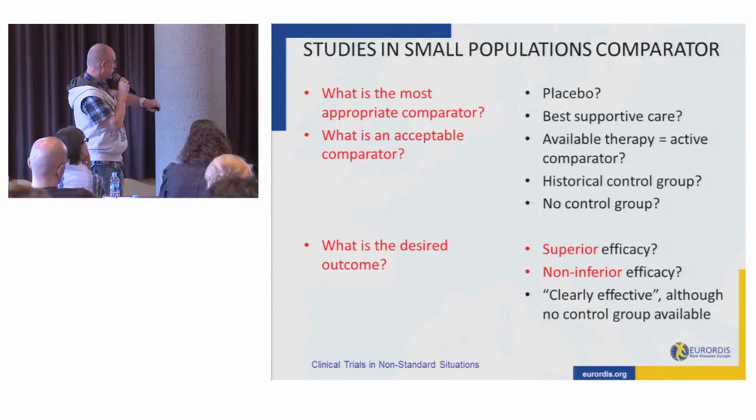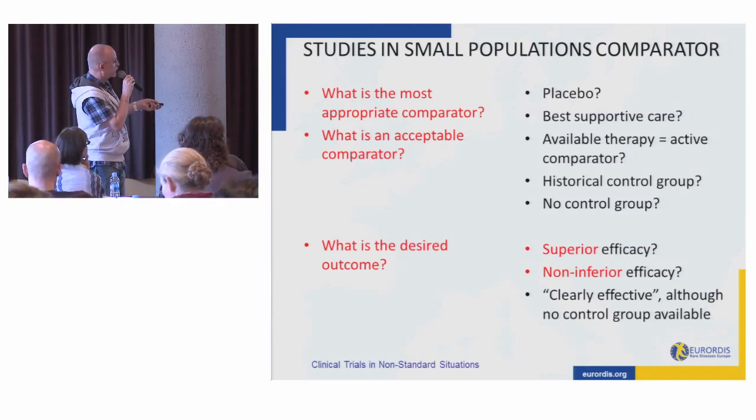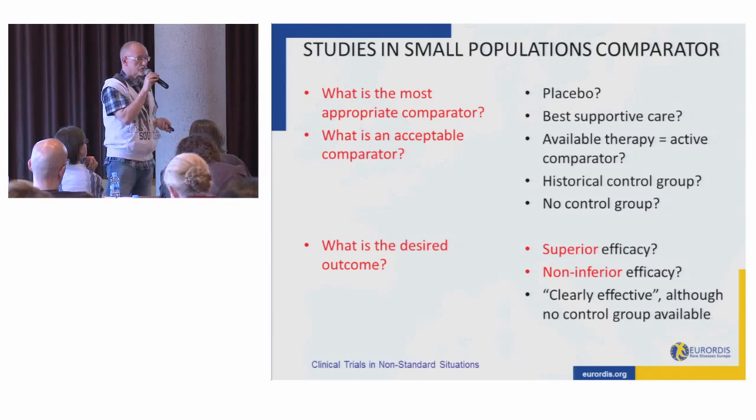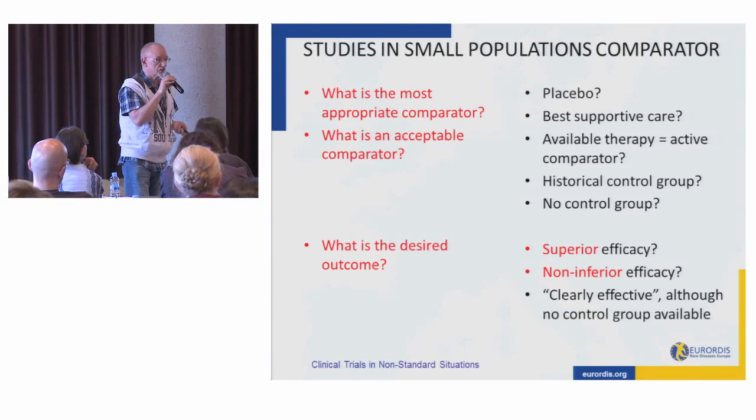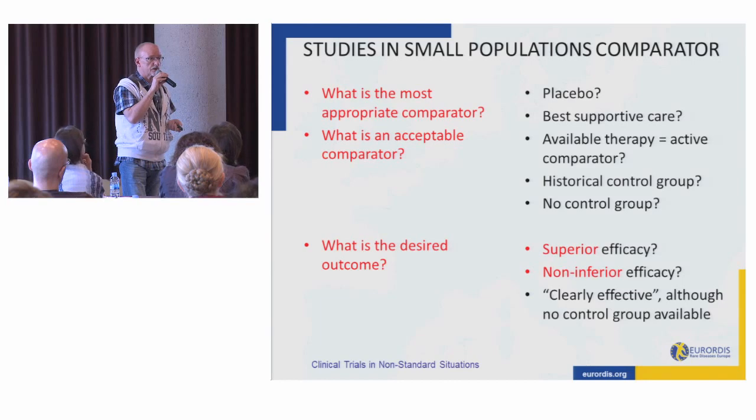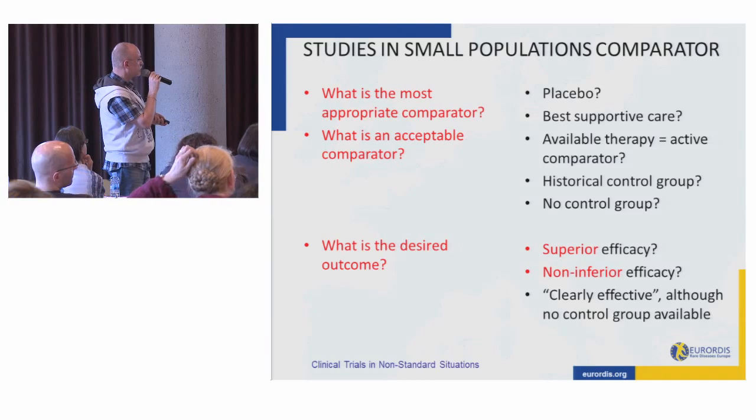So these are some of the questions you have to ask and find a reasonable answer to when you plan trials in small populations. What is the appropriate, ethically possible and medically feasible comparator? Can you use a historical control group? Is it possible to do a study without a control arm at all? And as I mentioned, advanced cancer, when you don't have any established therapies, is an area where you can do studies without a control group.